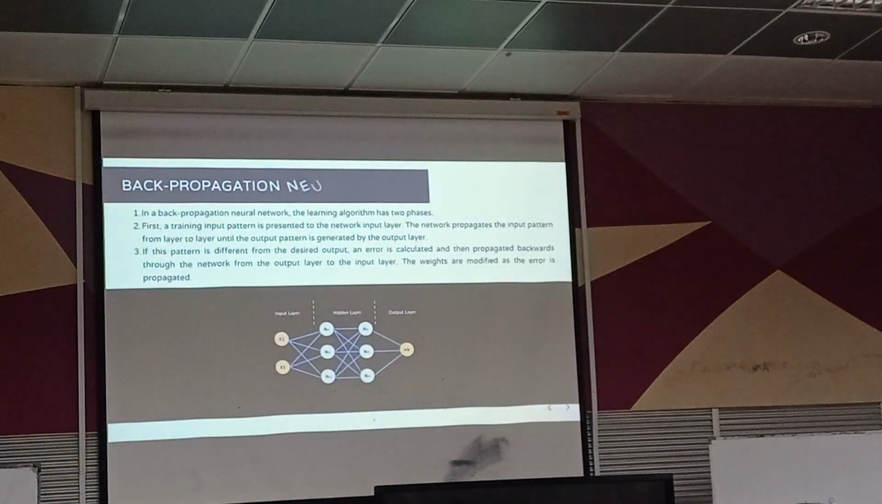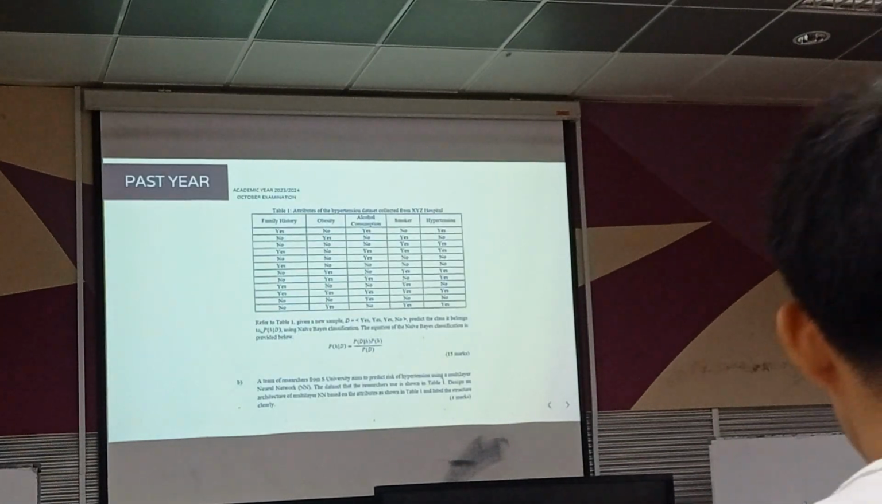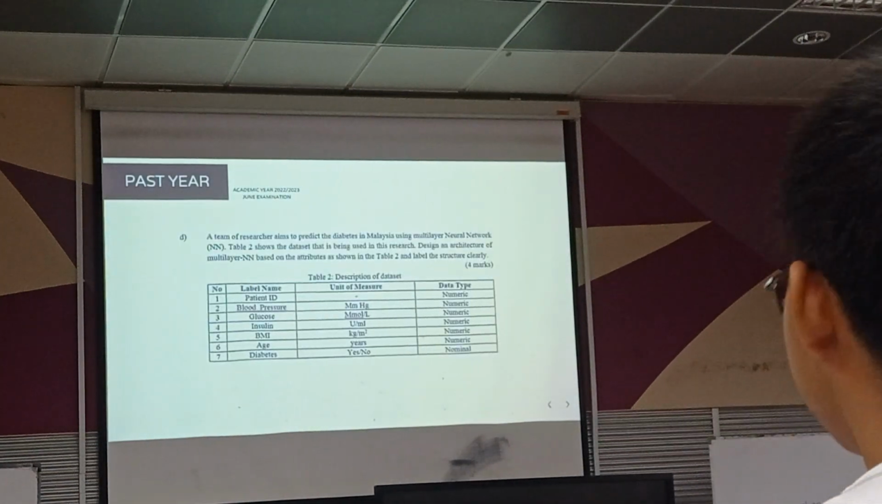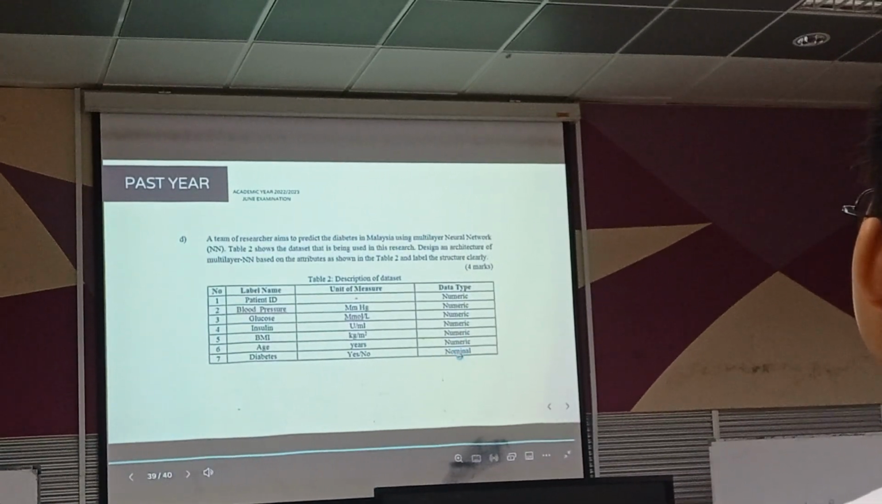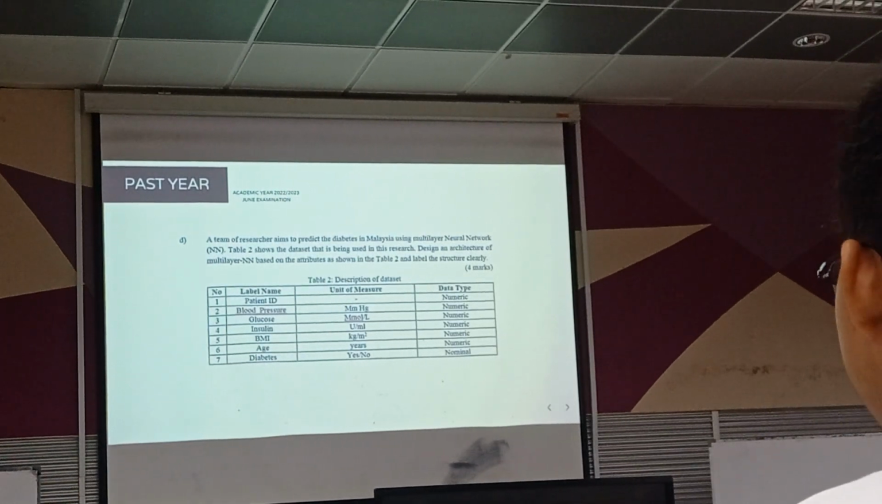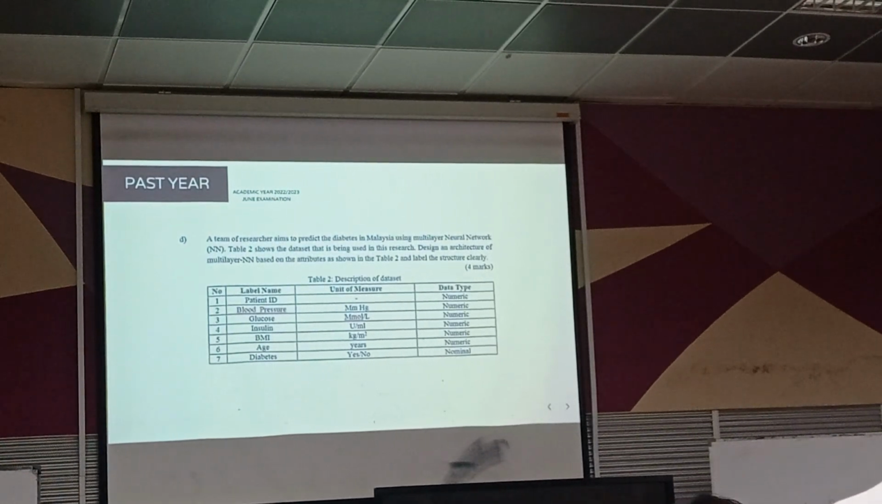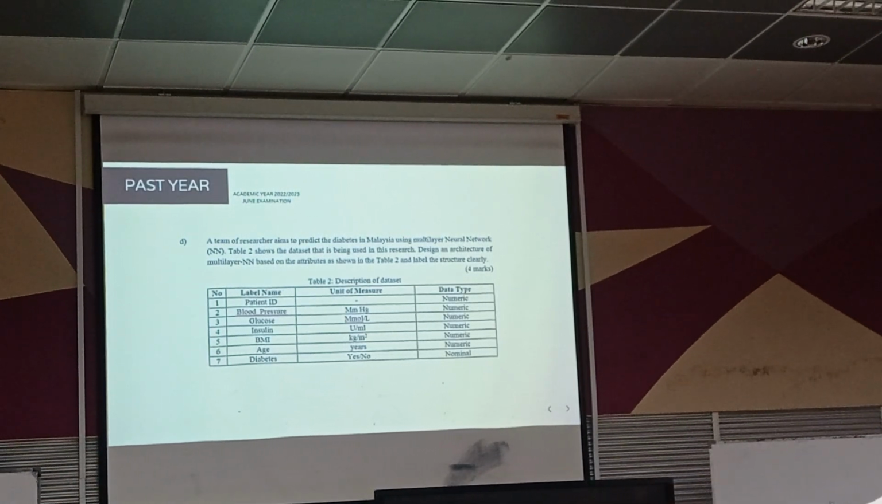Let's do a little bit on the partial question. Not yet finished, just a few minutes. A team of researchers aim to predict diabetes in Malaysia using a multi-layer network. Multi-layer means that you have at least one hidden layer. You have to draw the architecture, meaning you have to draw something out. Table 2 shows the data sets, design and architecture, and label the structure clearly.